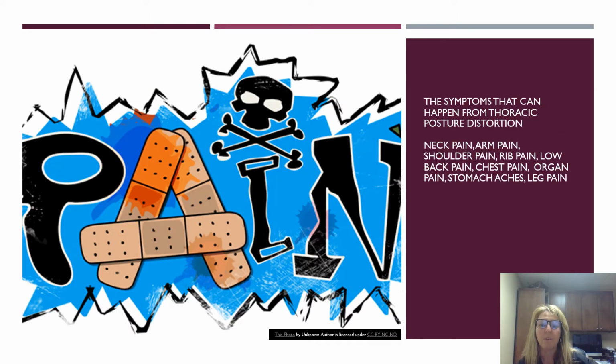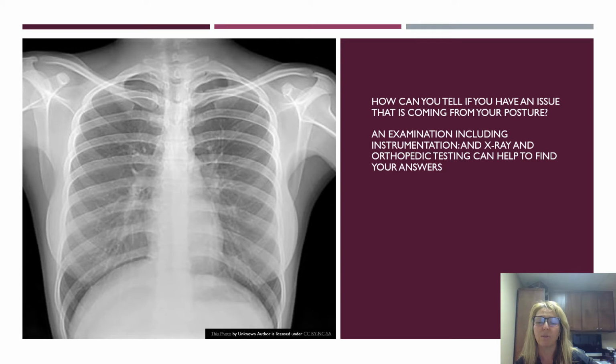Pain that you may experience if you have thoracic distortion or postural distortions in the thoracic spine or mid-back can be neck pain, arm pain, shoulder pain, rib pain. You may have low back pain as a result of thoracic distortion, chest pain, organ pain, so it means maybe under your ribs. You may also experience stomach aches and leg pain. So the thoracic spine is the base of where your posture is stabilized. You need to have a nice stable thorax in order to have a stable low back. You need to have a nice stable thoracic spine in order to have a stable cervical spine. So this is an example of a fairly neutral thoracic spine.